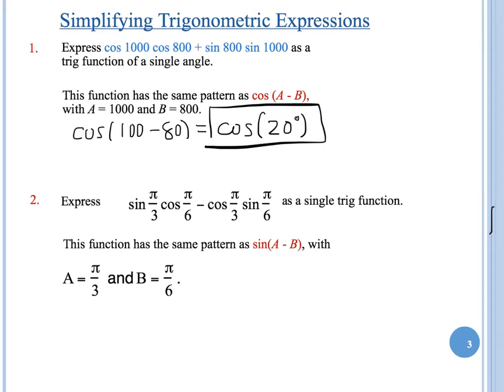This doesn't always work. Sometimes we're literally using the letters A and B when we're talking about identities that are coming our way.